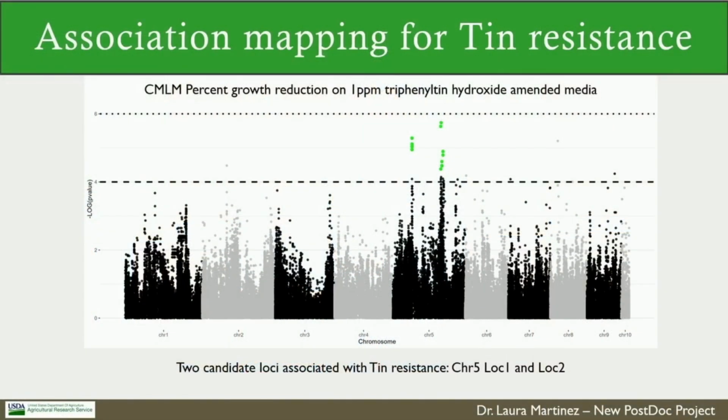Now, we use this data in a couple other ways as well. Tin resistance has always been a sort of elusive trait to get a good genetic marker for. And using this whole genome sequencing data, we've also been able to identify some significant associations related to tin resistance. Those are the highlighted green mutations here on this plot.